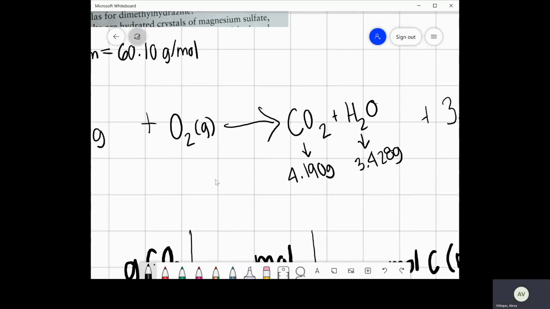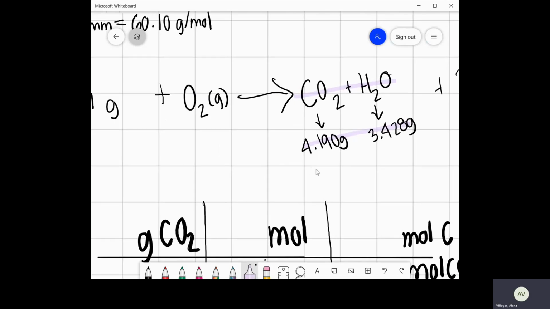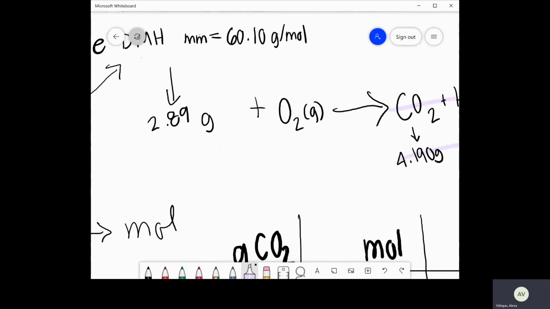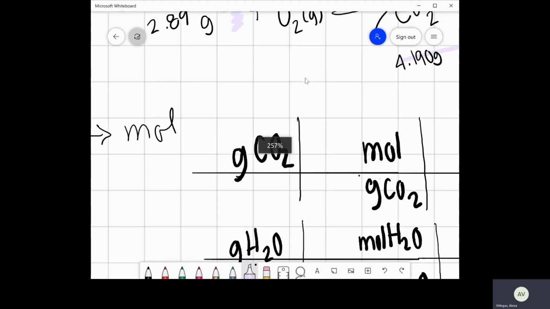So here, you were given the products. You need to find the reactants. So you need to know what goes right here. And so you don't panic. You don't need to know dimethylhydrazine off the top of your head. That's not what's expected. Instead, you're supposed to use the rules of molecular formula, which is to find the empirical formula. So first, we are going to convert everything that we were given to moles.